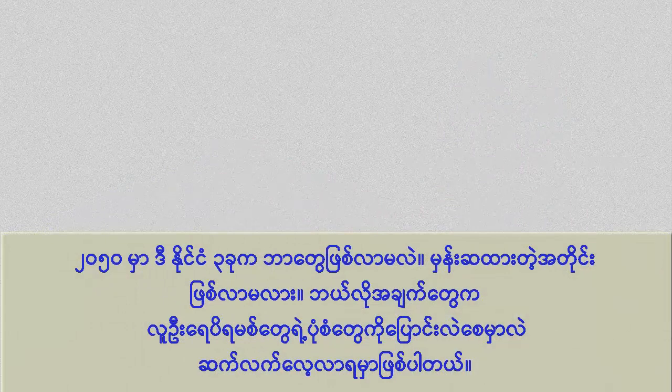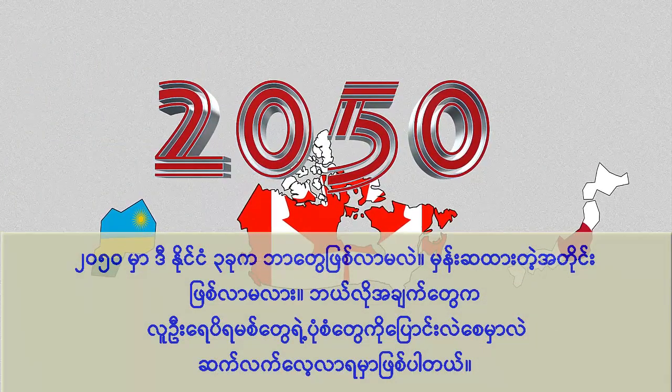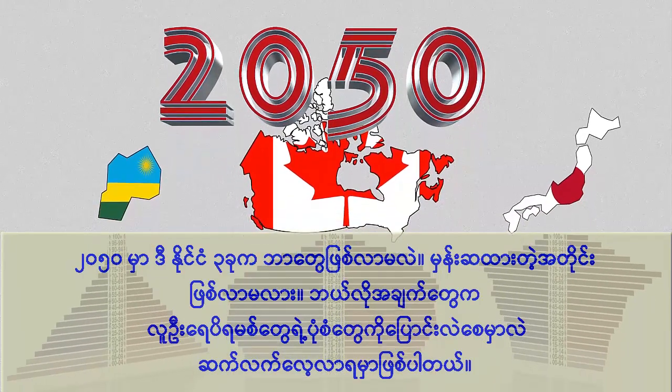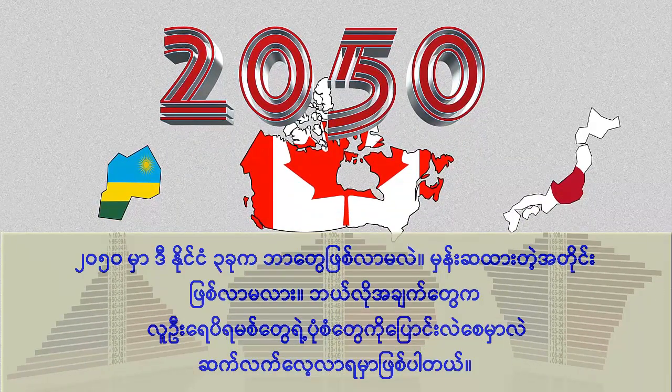Now let's take a look at the projected population pyramids for the same three countries in 2050. What do these tell us about the expected changes in each country's population? And what kinds of factors can alter the shape of these future pyramids?